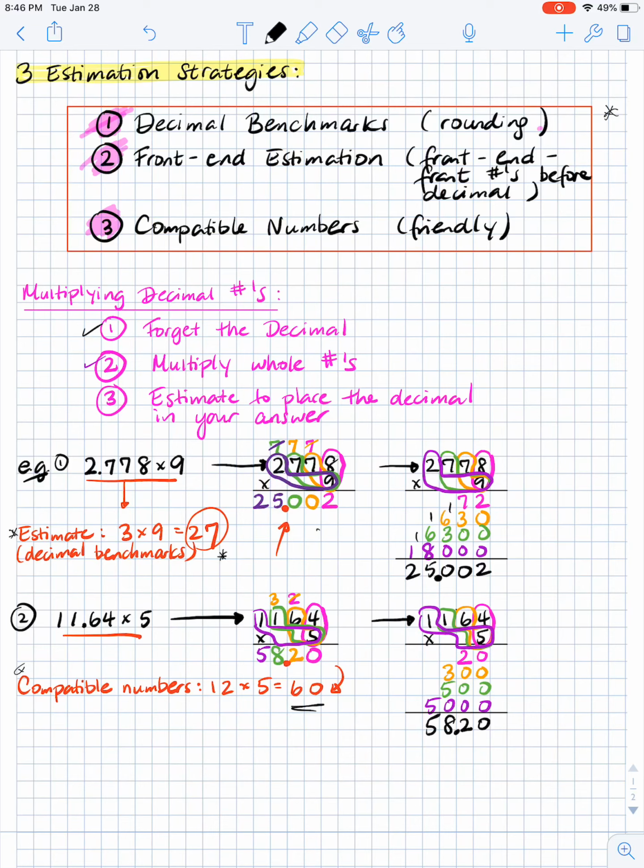I really want you to think about why we use estimation to place the decimal. Remember, it's because it gets you to think if your answer really makes sense. Again, if we relied on just counting and then placing the decimal point where it should be, you're not really thinking if your calculation is correct or if your answer truly makes sense with the numbers you're multiplying. And that is it.